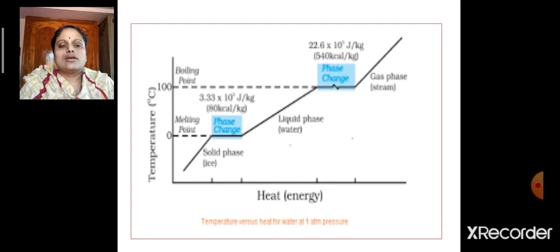Then, when all the molecules acquire the same temperature of 100 degrees centigrade, it starts changing its phase from liquid to gaseous state. During this time also, temperature remains constant.